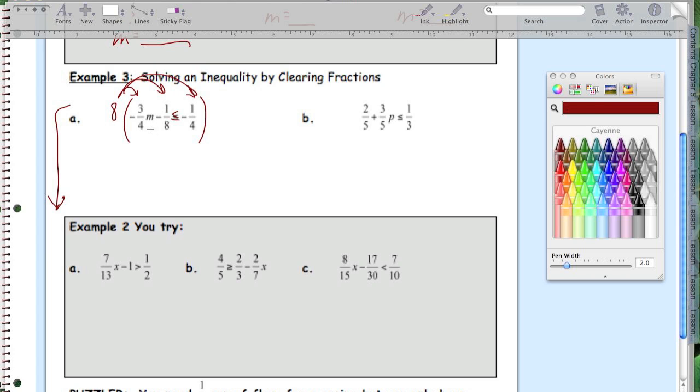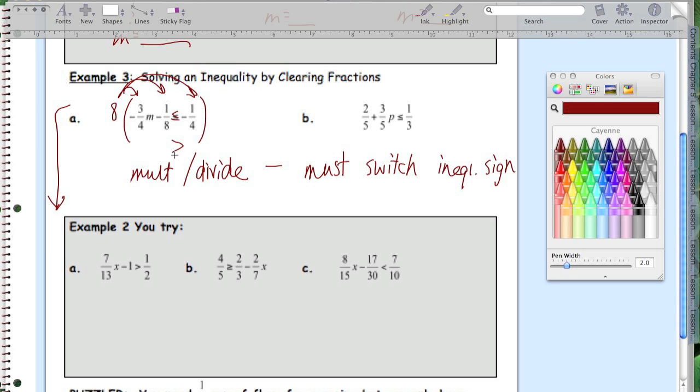And then from here, the only thing you want to keep in mind is that if you multiply or divide by a negative, you must switch your sign, meaning the inequality sign. So you must switch the inequality sign. So if you go through this process and divide by negative 4, you have to change the sign to that direction. Okay?